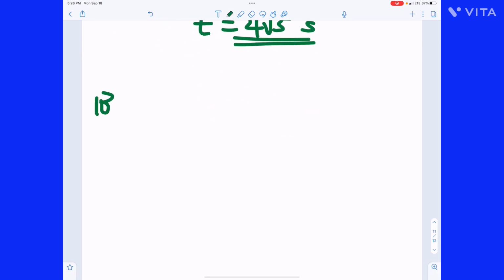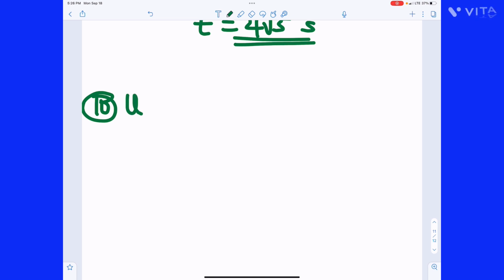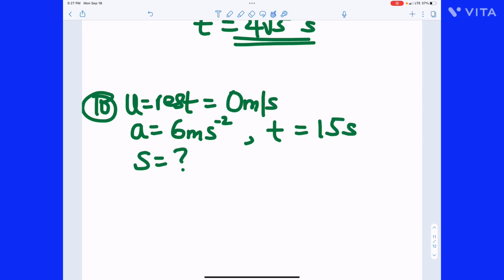Let's go to question 10. How far will a body travel in 15 seconds if it's uniformly accelerated from rest at 6 meters per second square? That's a simple question. Accelerated from rest means the initial velocity was 0 meters per second. Acceleration is 6 meters per second square, and it was accelerated for 15 seconds. What distance will it travel?